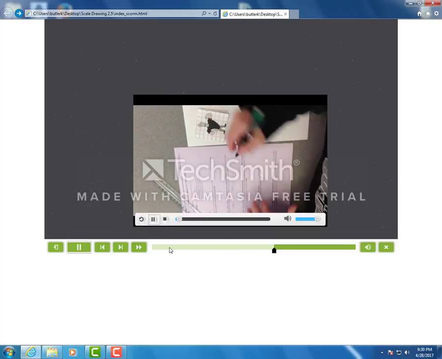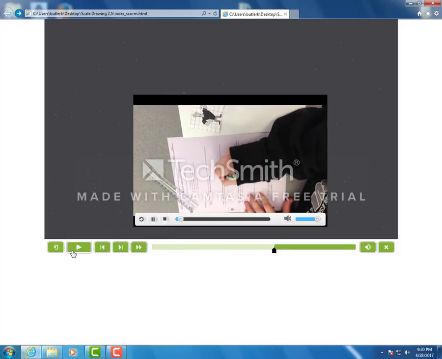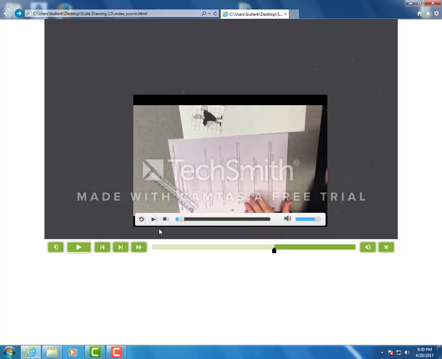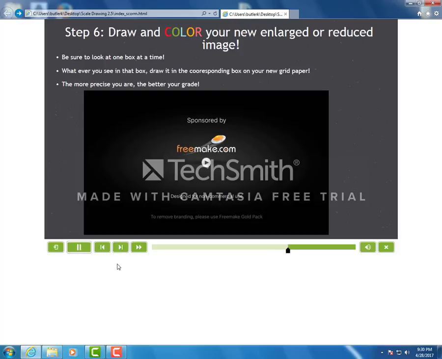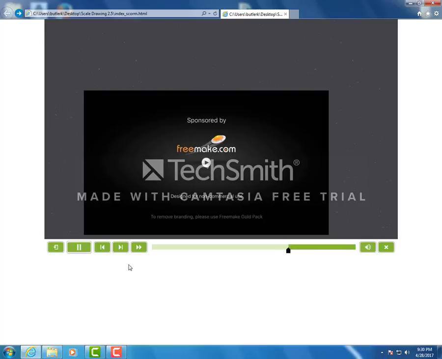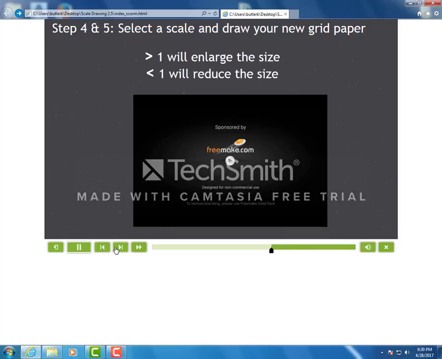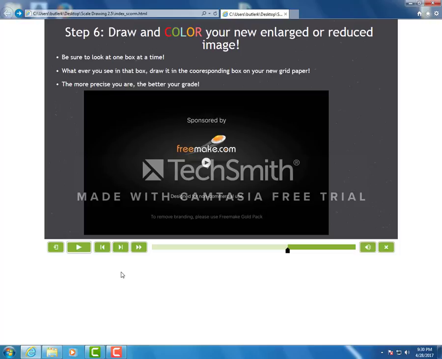My length is 7. So it goes through, and a student is actually explaining how he created his scale, whether he was enlarging it or reducing it, and then how he made his new grid paper to draw his new image on. Then the next step is to actually start redrawing the image and then coloring it. It's really important that students draw one box at a time instead of trying to draw the entire image at once, because that's how you're drawing it to scale.